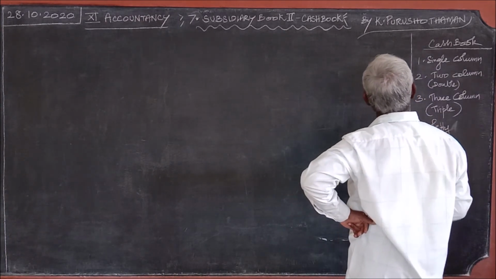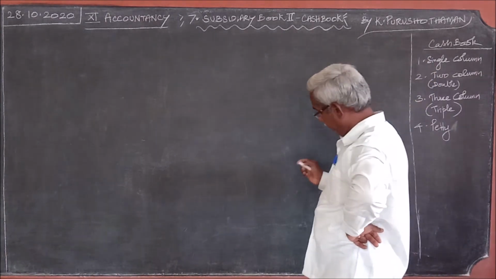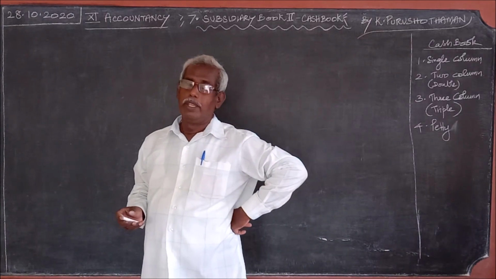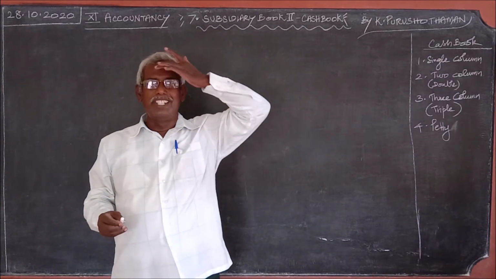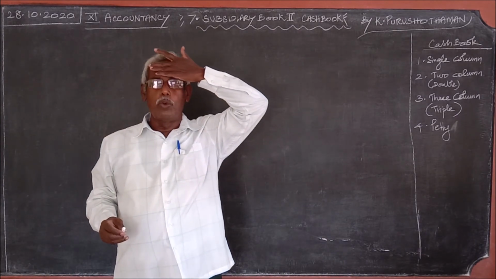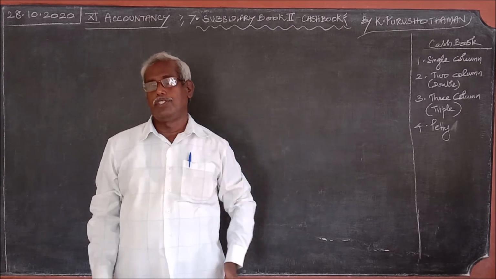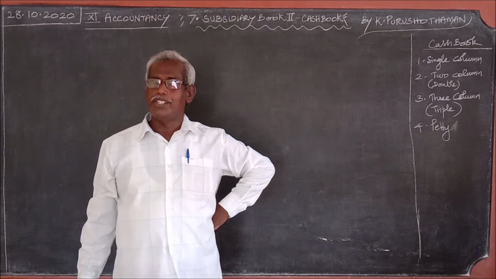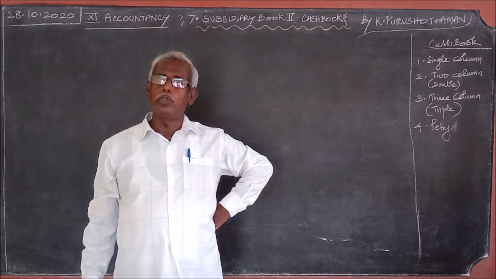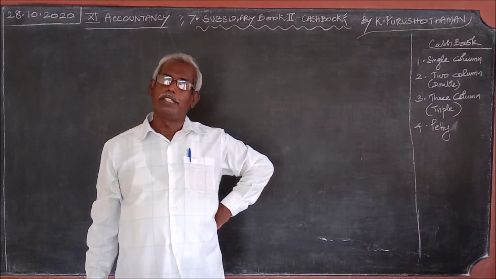First, we shall see the single column cash book. Before going to the actual format, see what transactions are eligible for appearing in this cash book. Only the cash transactions, and the transactions relevant to the business that is done by the businessman.